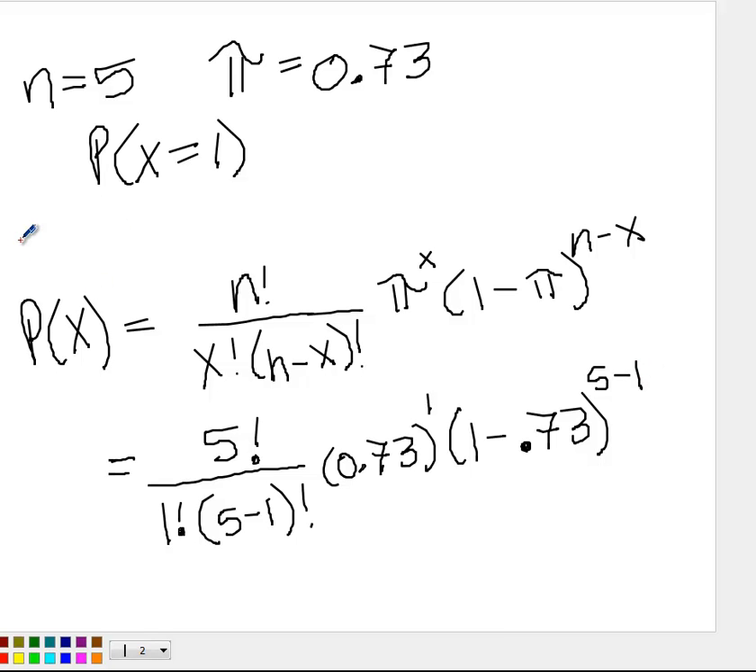Okay, so I'm going to go ahead and do the math. Click on the next screen. 5 factorial is 120. 1 factorial is just 1. And then 5 minus 1 was 4. 4 factorial is 24.